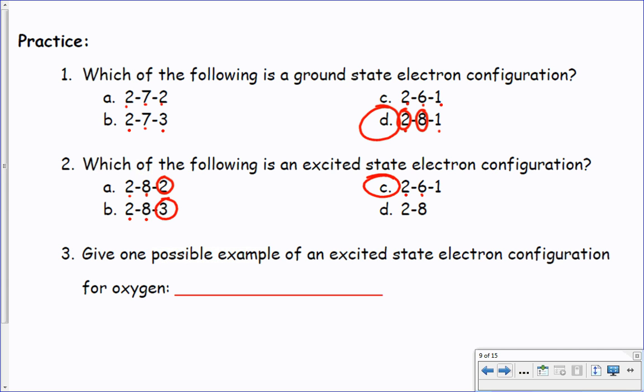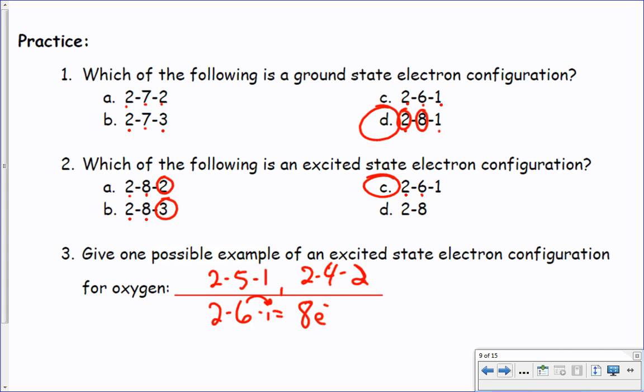There we go. Give one possible example of an excited state for oxygen. Oxygen is 2 6. So remember, when I do this, the key is I have to still have 8 total electrons, or I've created an ion of some sort, be it a cation or anion. So I could go 2 5 1. Just kick one up. That's the easiest way, right? So 2 5 1. I could do 2 4 2. That would count. I could kick 2 of them up.